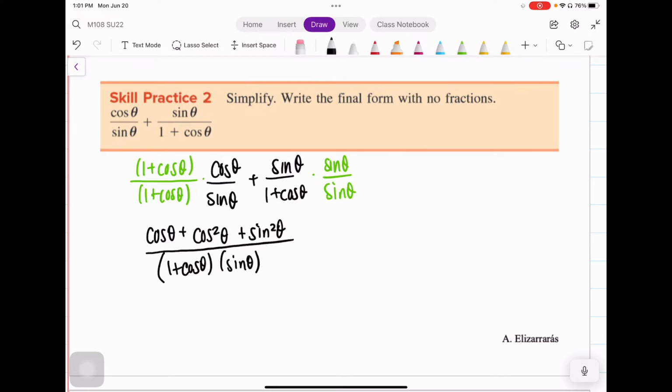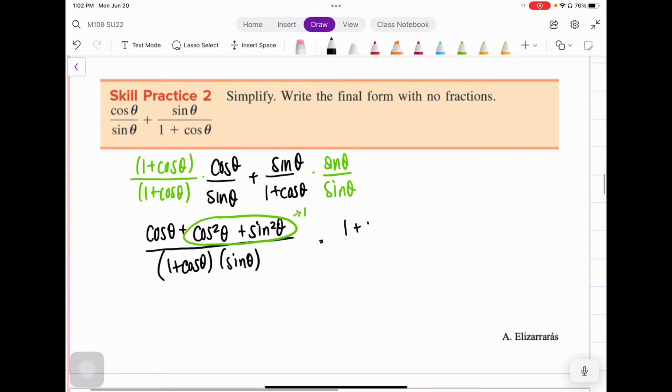And when I look in the numerator, I recognize that the cosine squared of theta plus the sine squared of theta is the same thing as a 1. That is a Pythagorean identity. What I'm going to do is replace this cosine squared of theta plus sine squared of theta with a 1. That gives me 1 plus the cosine of theta over 1 plus the cosine of theta times the sine of theta. Well, that's nice because then these 1 plus cosine of thetas simplify to 1 when I divide out that common factor.